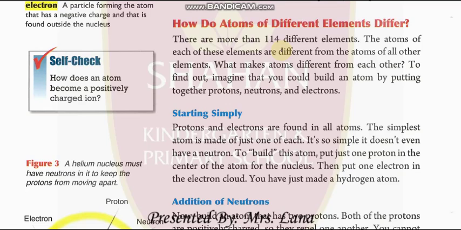Protons and electrons are found in all atoms. The simplest atom is made up of just one of each. It is so simple, it doesn't even have a neutron. To build this atom, put just one proton in the center of the atom to form the nucleus, then put one electron in the electron cloud. You have just made a hydrogen atom.